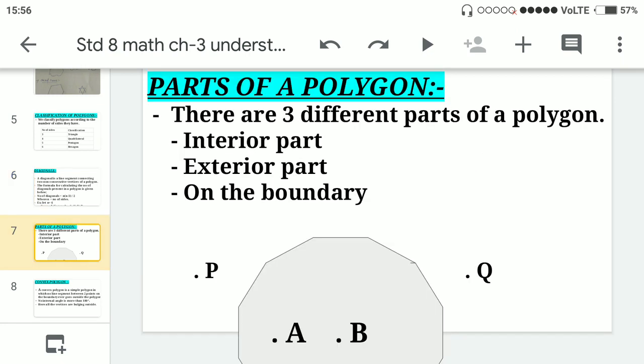Okay. Then a polygon is of 3 parts. We classify it according to the boundary: one is the interior part, one is the exterior part, and another is on the boundary. In this figure, P and Q are the 2 points present outside the figure, that is the exterior part. Interior part means A and B, they are lying inside the figure. And on the boundary, if you put any point on the length of the polygon, that is known as the on-the-boundary part. So that is classified as interior, exterior and on the boundary.